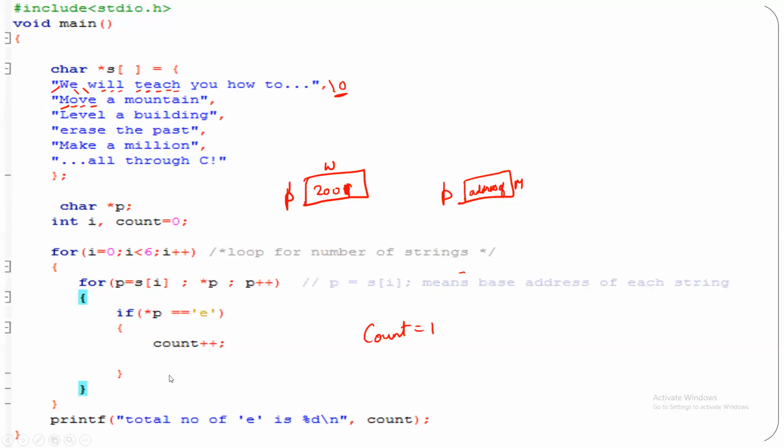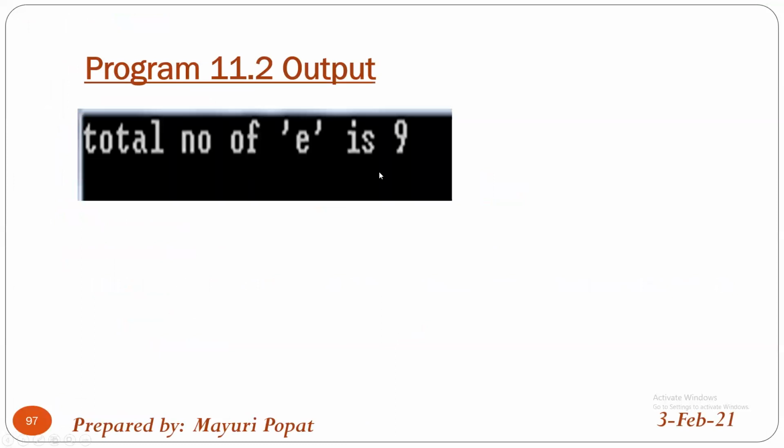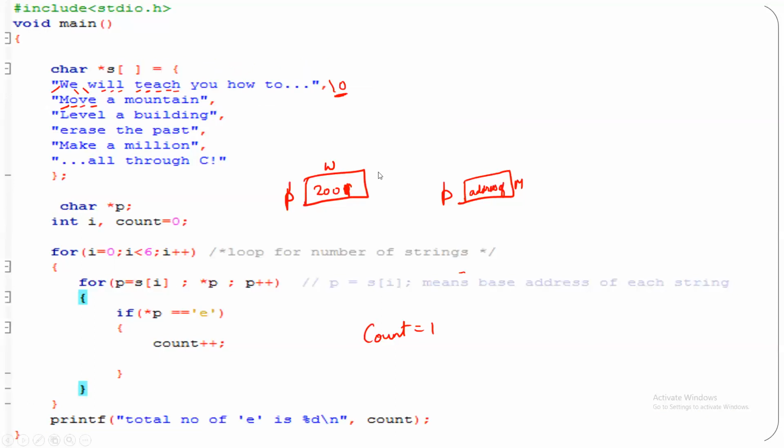So how long will the inner loop run? As long as the length of the string. And the outer loop will be executed 6 times because we have 6 strings. So in that way, the total number of E, printed with percentage D and count, the total number of E is 9, will be printed. So I hope this concept is clear to you.